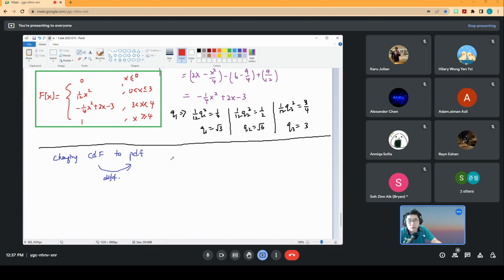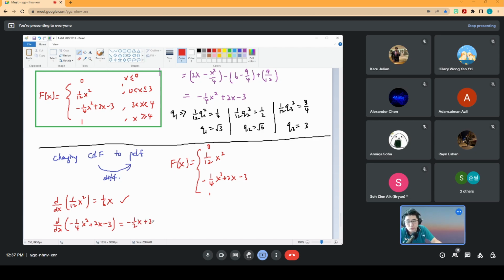So f(x) equals 1 over 12 x squared, minus 1 over 4 x squared plus 2x minus 3. All I need to do is differentiate them. If I differentiate 1 over 12 x squared, I have 1 over 6 x, which is what we have earlier. If I differentiate negative 1 over 4 x squared plus 2x minus 3, I get negative 1 over 2 x plus 2, which is what we have previously. So changing CDF back to PDF is one of the easiest workings.